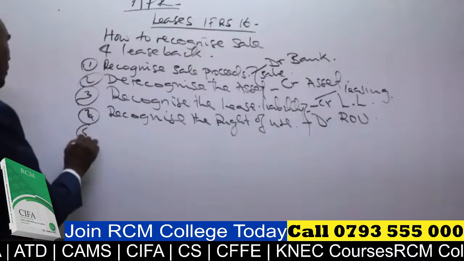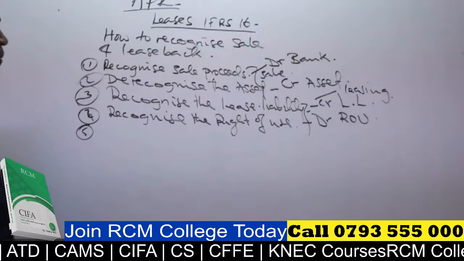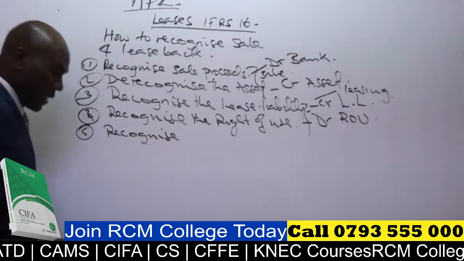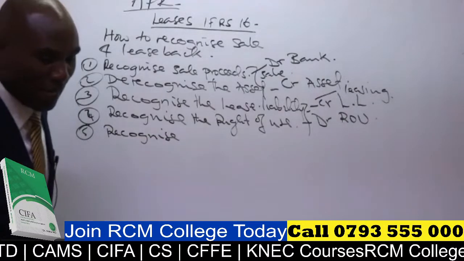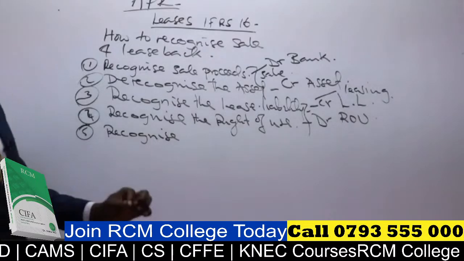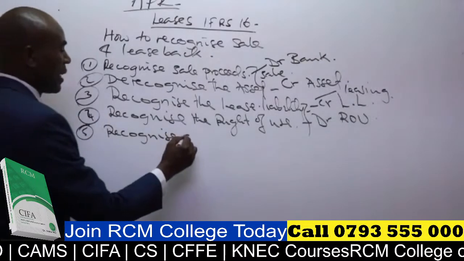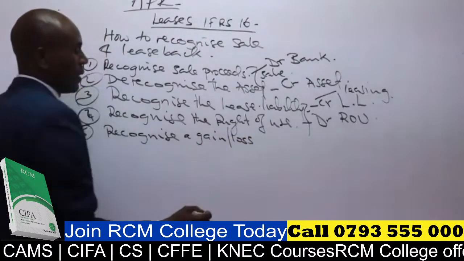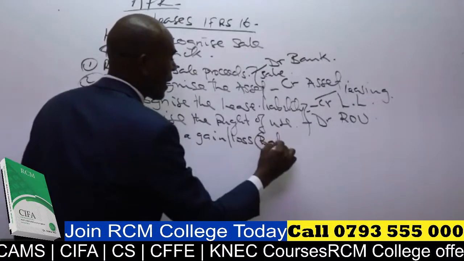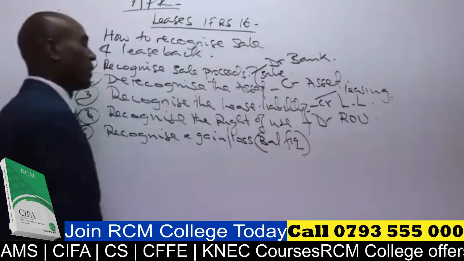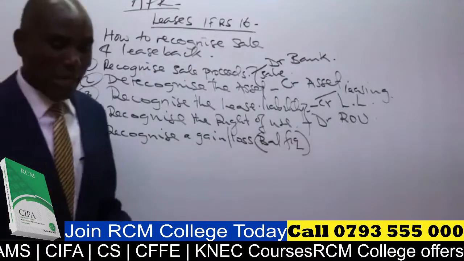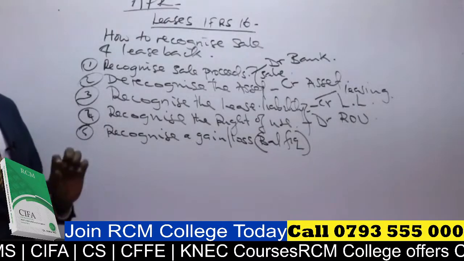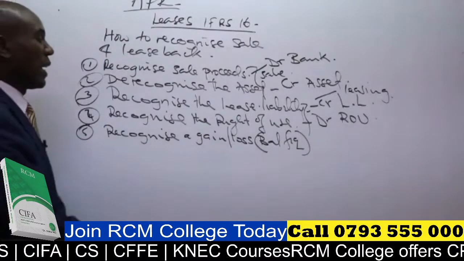Then number five, recognize a gain or a loss. In bracket, you say balancing figure. Recognize the gain or loss as a balancing figure on the rights transferred to the buyer.